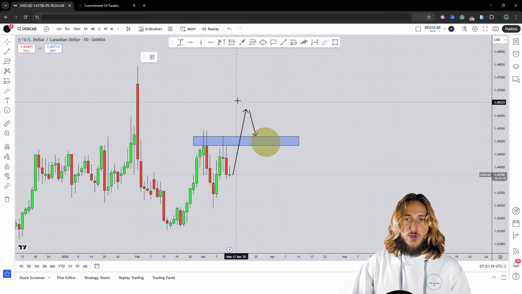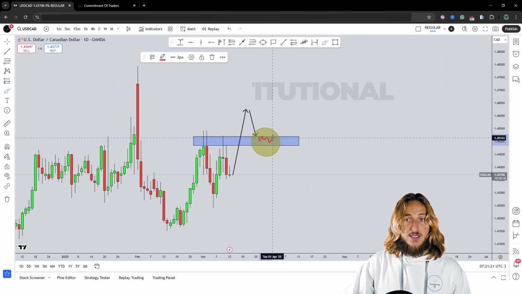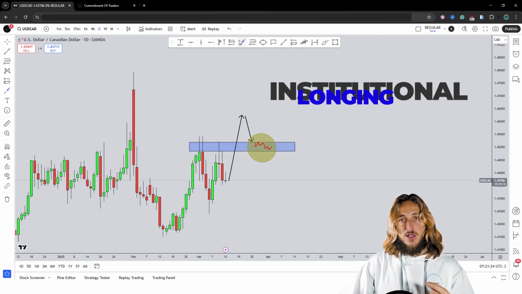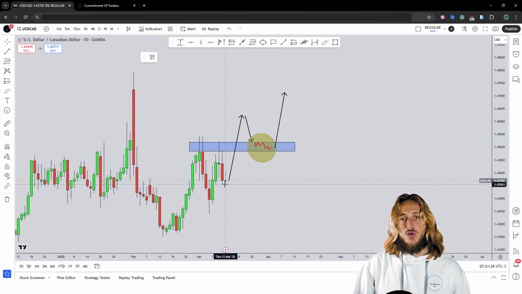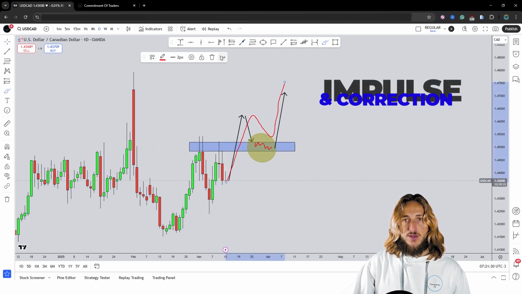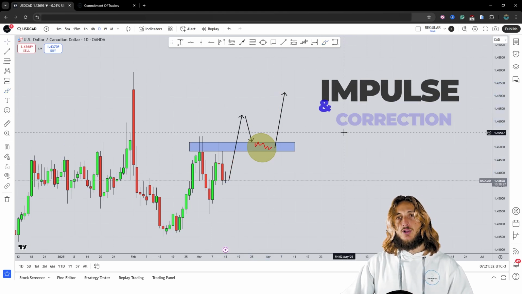Therefore, if the market would break and retest this level and we would see institutional longing inside of this zone, I definitely wouldn't be surprised to see a potential rejection to the upside away from this level, completing this daily impulse correction and impulse pattern to the upside. That definitely wouldn't surprise me.